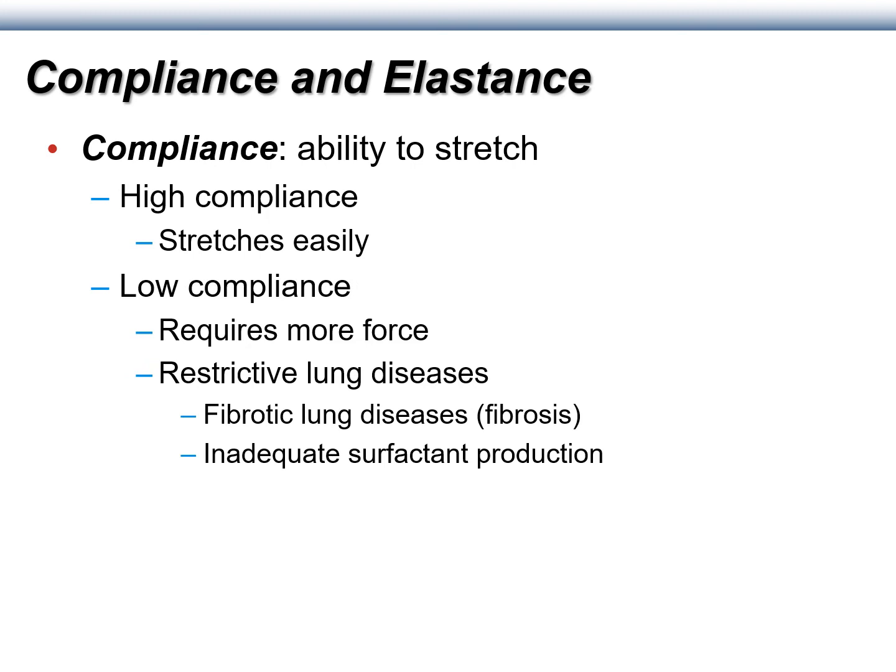So compliance is stretch. Low compliance requires more force. And we call these low compliance situations restrictive lung diseases. Restrictive lung diseases are often where you have a thickening of the chest wall or the lung tissue, and so the lung tissue just won't stretch the same way. So we have what are called fibrotic lung diseases, fibrosis, the diseases that are caused by asbestosis, and so forth. They are known as restrictive lung diseases because you have trouble changing the volume of the lungs.